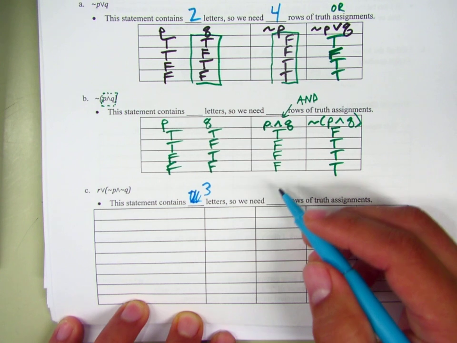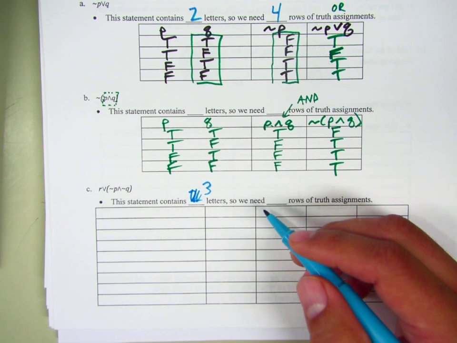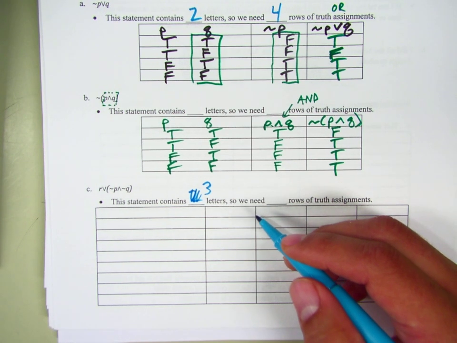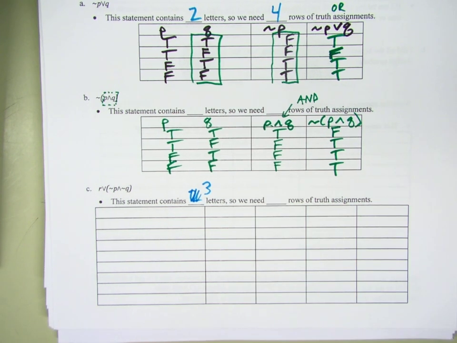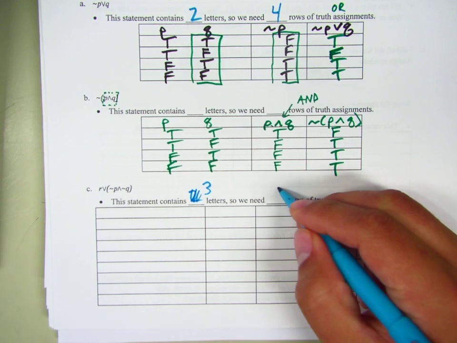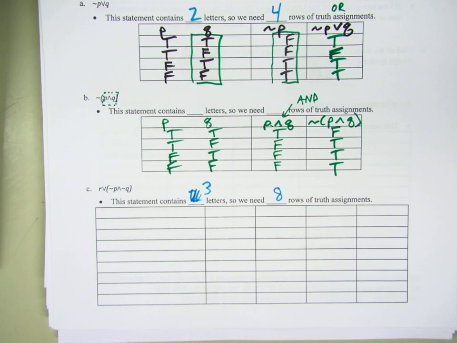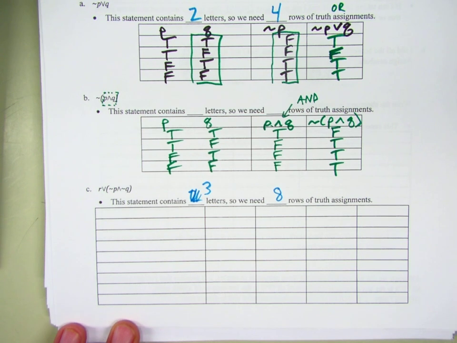We have 3 letters. Each one has 2 options. How are we getting that? 2 times 2 is 4. Times 2 is 8. You multiply the number of choices for each thing. So it's 2 times 2 times 2. If we had 4 letters, which we never will, but let's say we did, how many rows? You would need 16 of them. It keeps doubling. Okay?